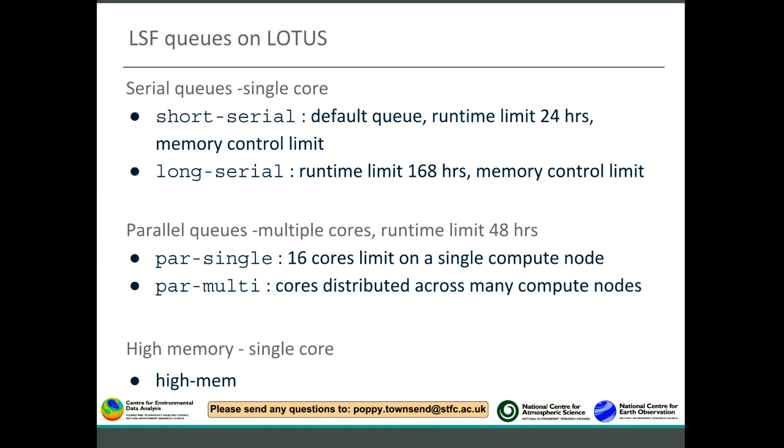Now, if you have a task that needs high memory, say 200 or more, then you need to use the high memory queue. Again, the high memory queue allows you to run tasks using just one single core.